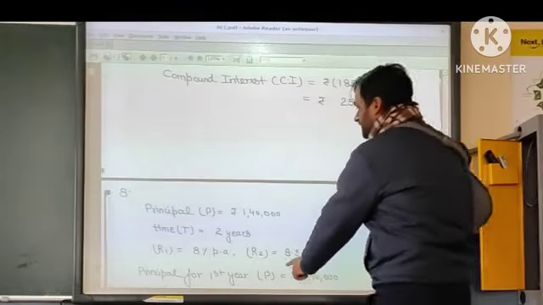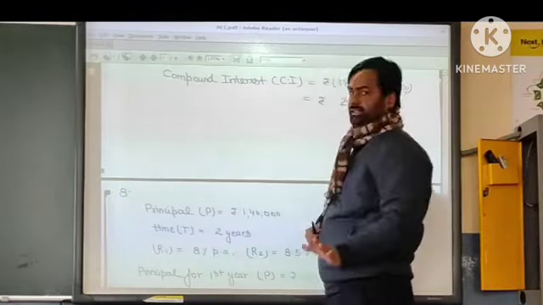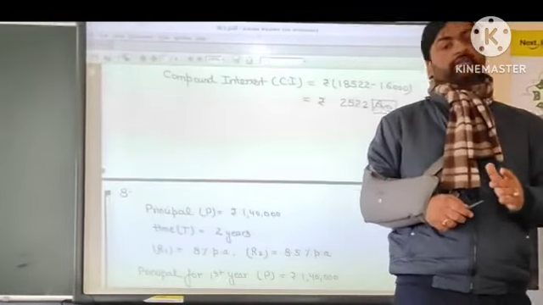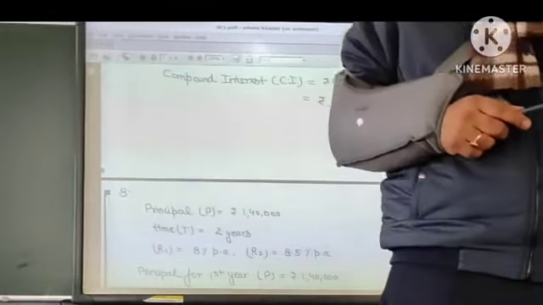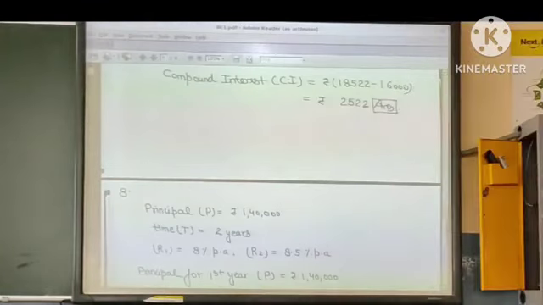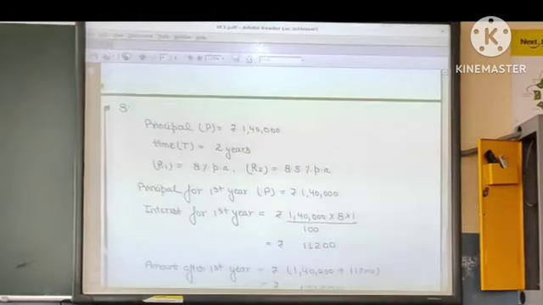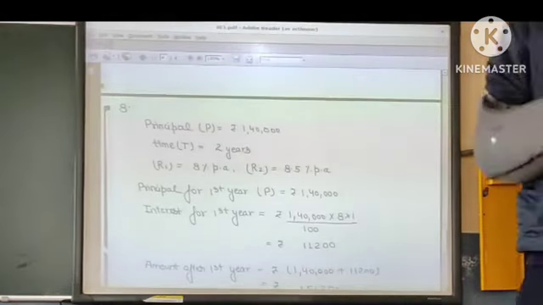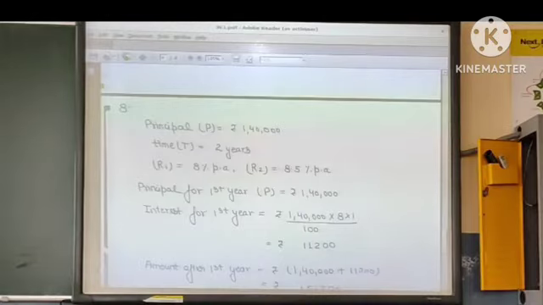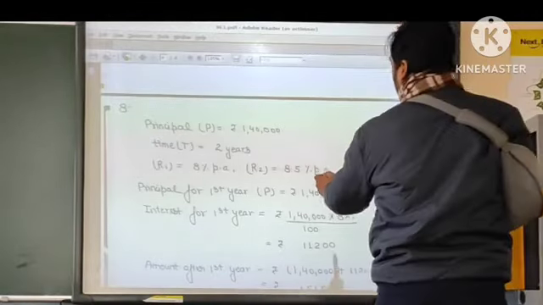Now for the first year, which rate will we use? 8%, and whatever interest we get, we add to the principal, and then we get the amount. Yes or no? So we get the amount there. Whatever amount we get from here will give interest from there. Now see here, the principal for the first year is rupees 1,40,000.